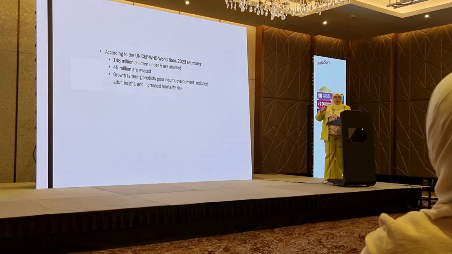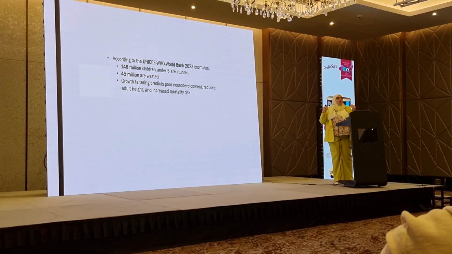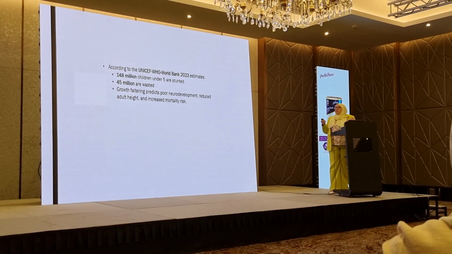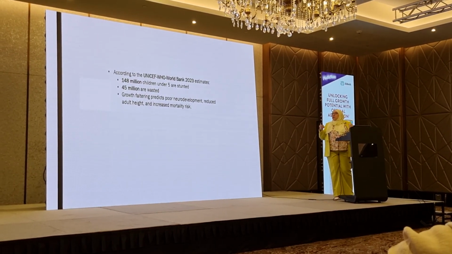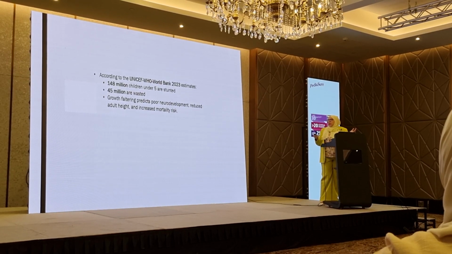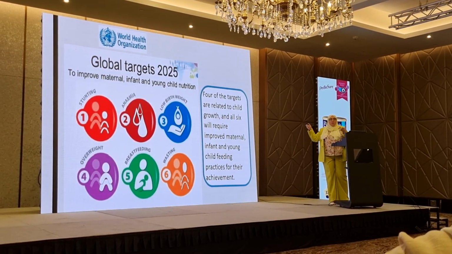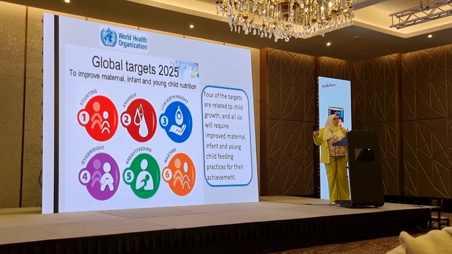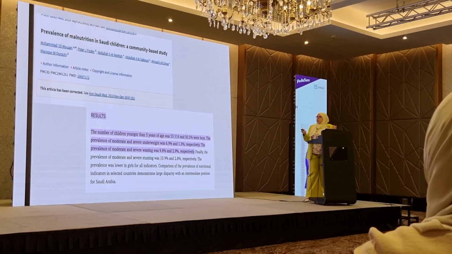Is it enough? Worldwide, we have 148 million children who are already stunted. These are prone to problems later on. We have 45 million who are wasted, and the growth faltering will predict very poor outcome, metabolic and neurological. So for this reason, the WHO has made one of its targets for the program of 2025 to decrease the wasting and the stunting worldwide by doing many measures.